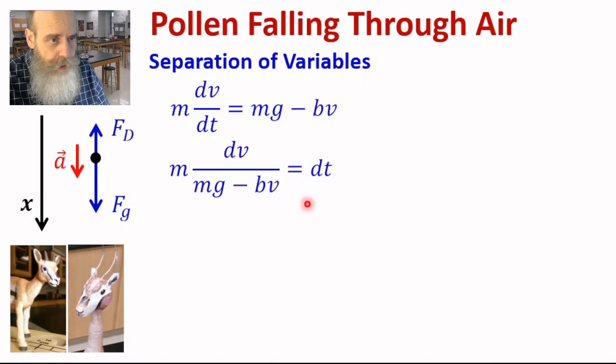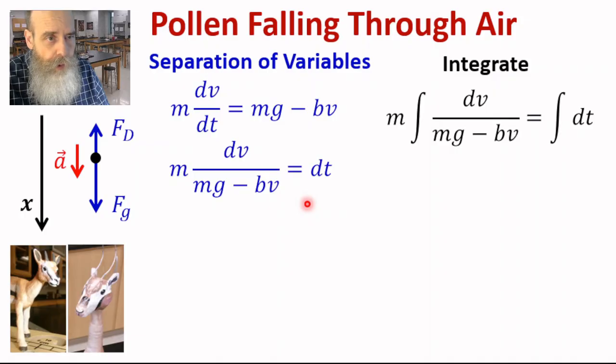Now we can integrate. This is what we get. I took the m outside of the integral, since it is a constant. To solve this integral, the integral on the right is easy. It's just t. The integral on the left is a little bit more difficult.